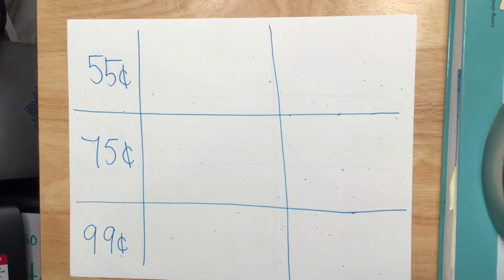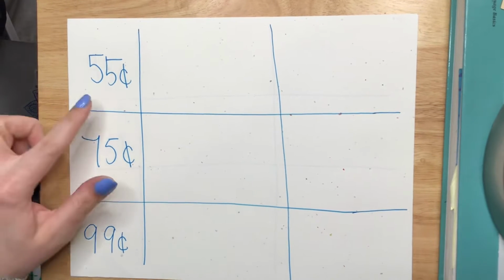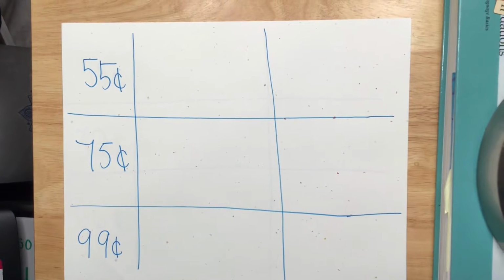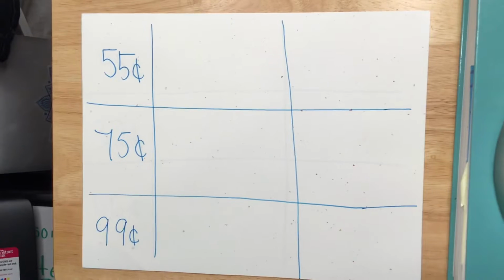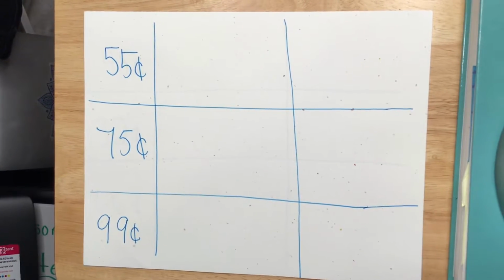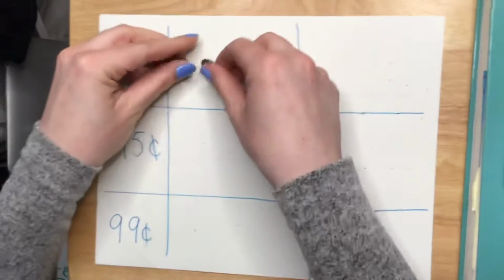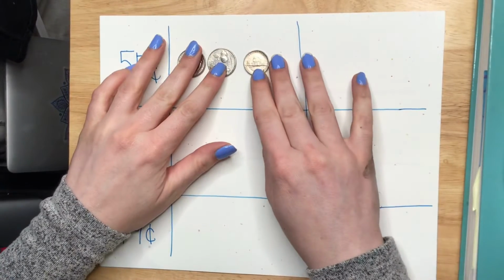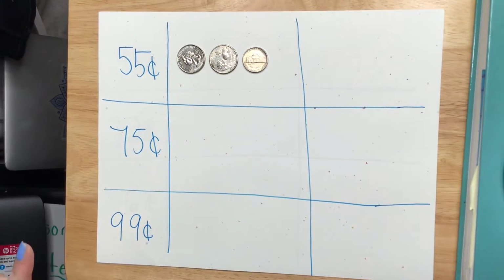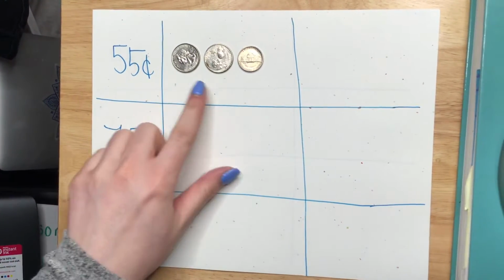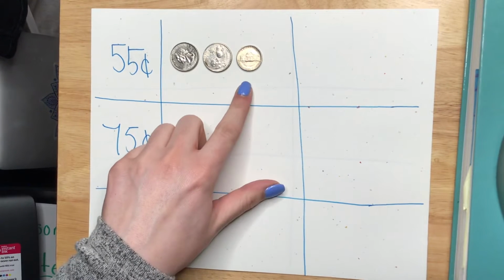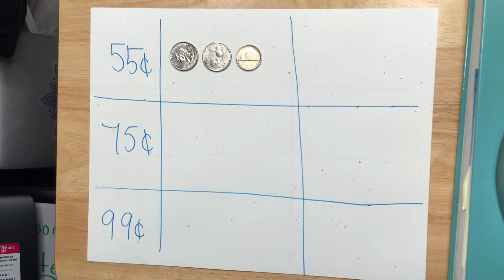So if I went to the store and I got 55 cents in change back, one way that I could get that change back would be using 2 quarters and a nickel. So, my friends, let me make sure that this is 55 cents. We have 25, 50, and then 55. So that's one way to show 55 cents.